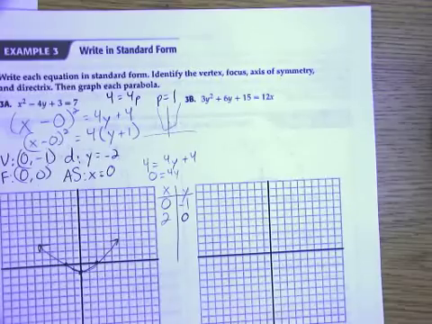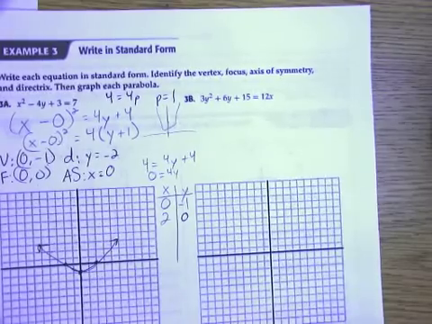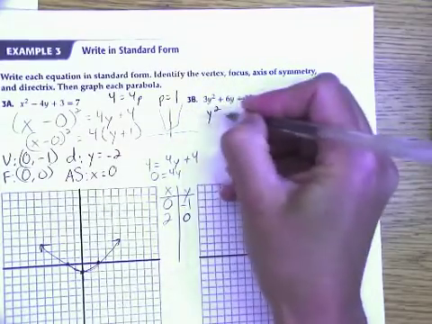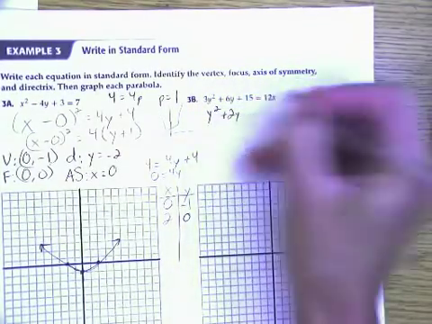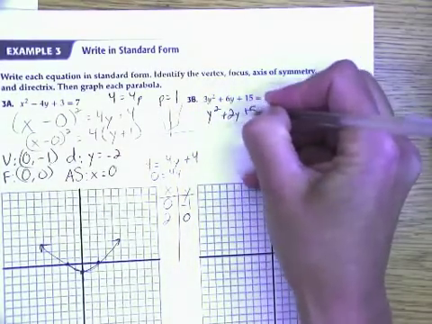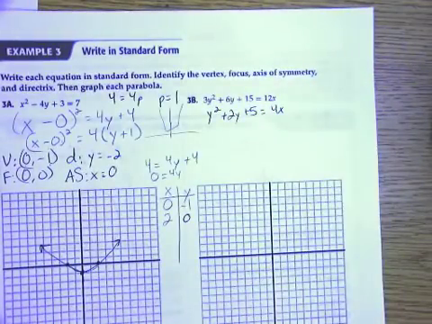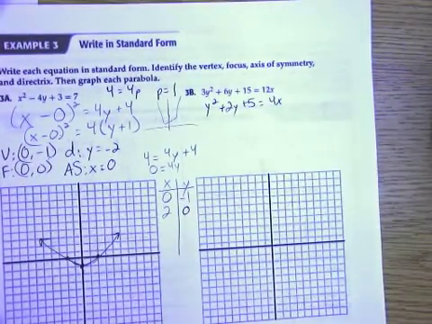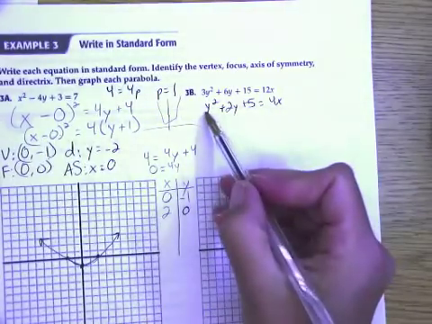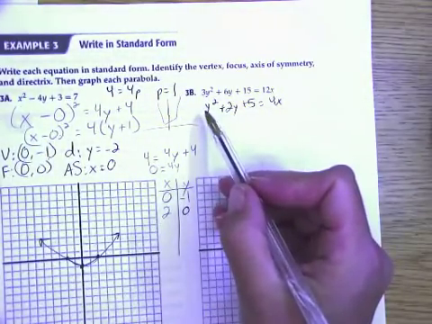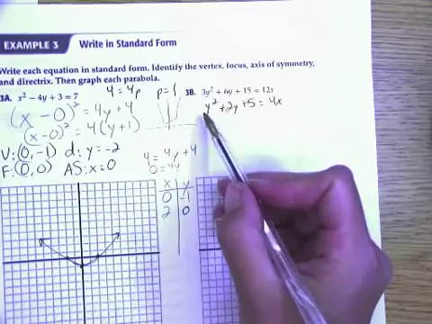And so to make my life easier, I'm going to divide this whole equation by 3 and get y squared plus 2y plus 5 equals 4x. And keep in mind, there is a reason why I want to do that. I mentioned earlier I'm going to have to complete the square. Completing the square is a whole lot easier when the variable being squared has a coefficient of 1.